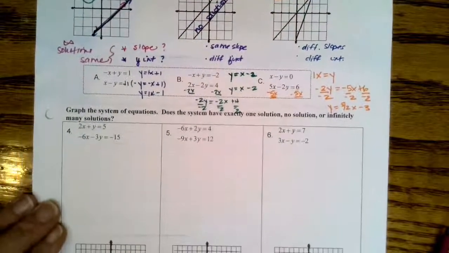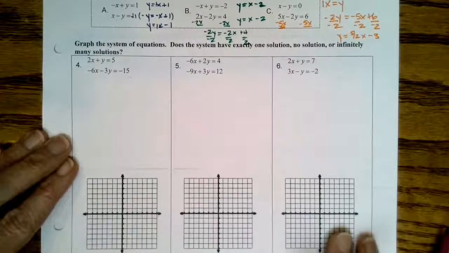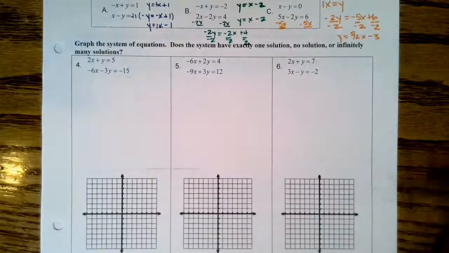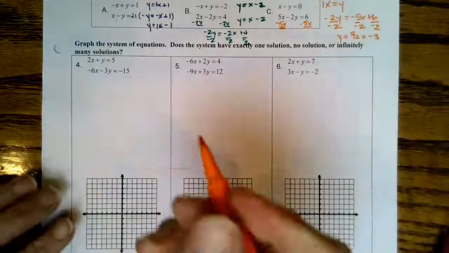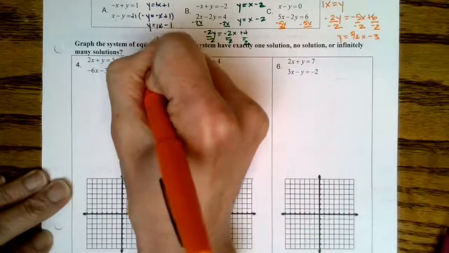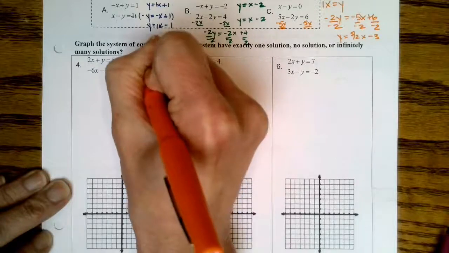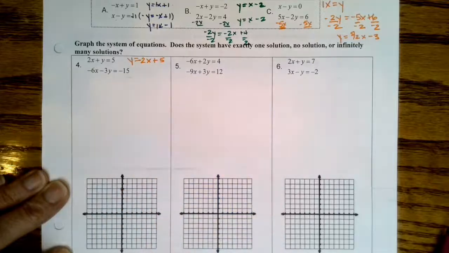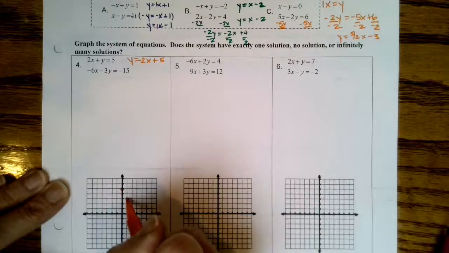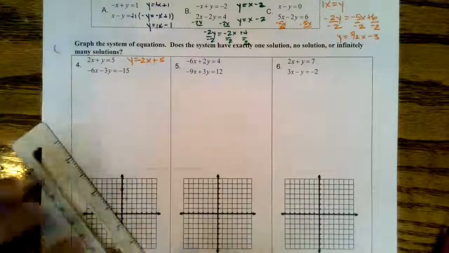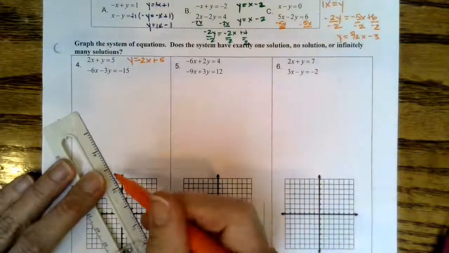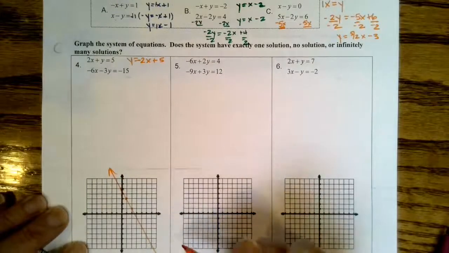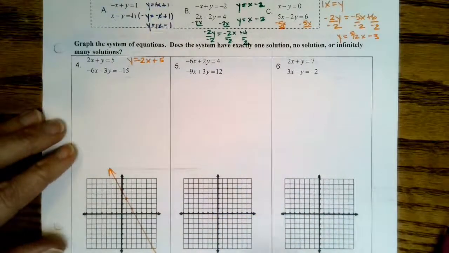Alright, it says graph the systems of equations. Does the system have exactly one, no, or infinitely many solutions? Alright, I'm going to subtract 2x from each side. So plus 5, 1, 2, 3, 4, 5, and a slope of negative 2, down 2 over 1, down 2 over 1. So here I have slope negative 2x, positive 5 is my intercept.